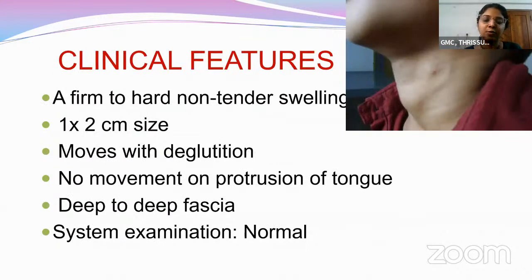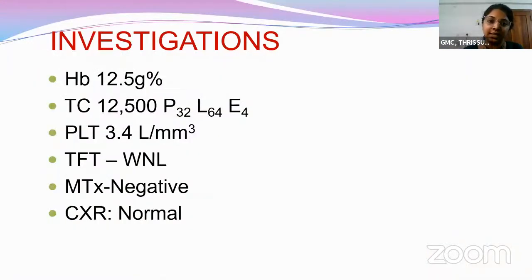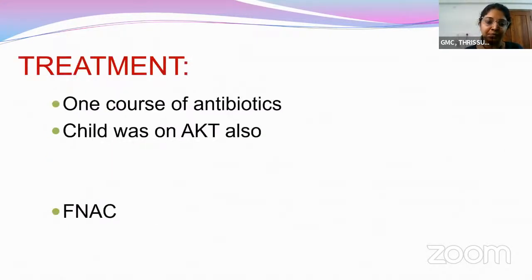This was the swelling. It was a firm to hard, non-tender swelling, about 1 into 2 centimeter in size, which moves with deglutition, with no movement on protrusion of the tongue. The swelling was deep to deep fascia, and all other systemic examination was within normal limits. On investigation, the child had Hb 12.5 with total count of 12,500, TFT was within normal limit and Mantoux test was negative. Chest X-ray was within normal limit.